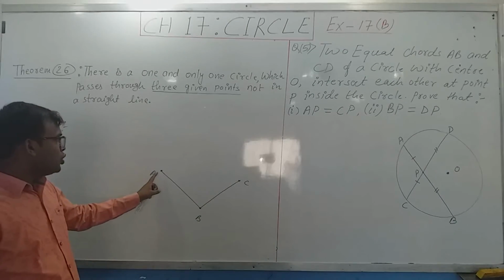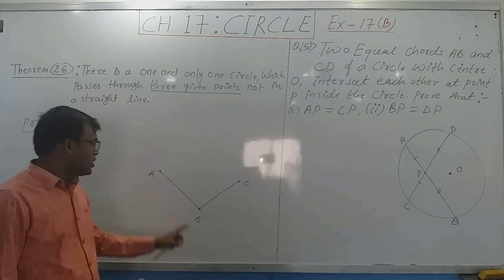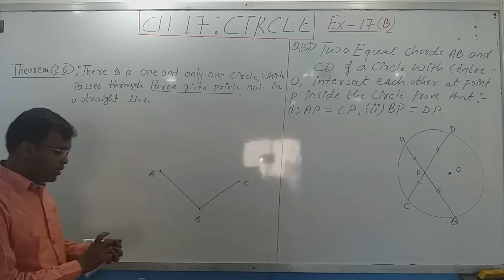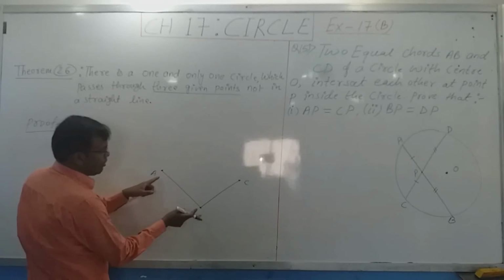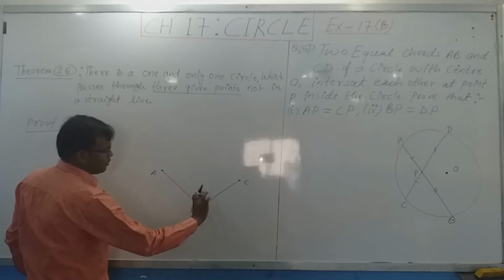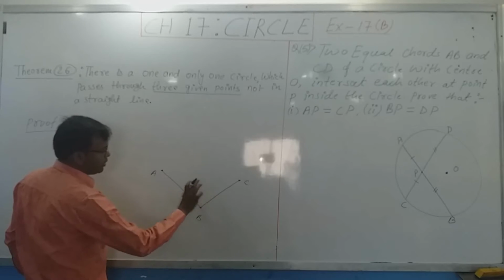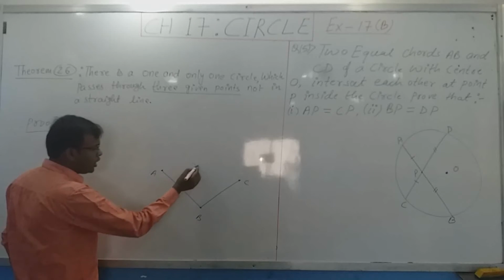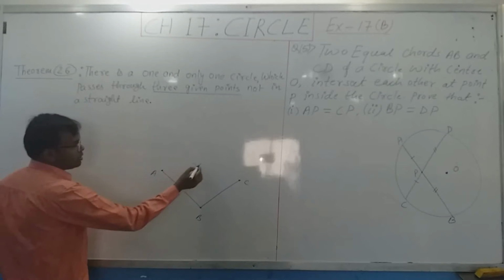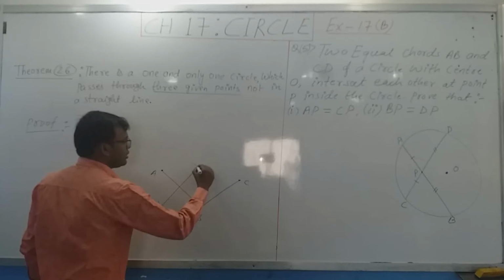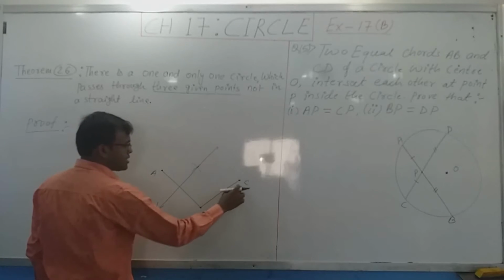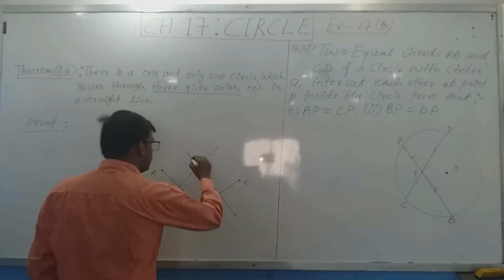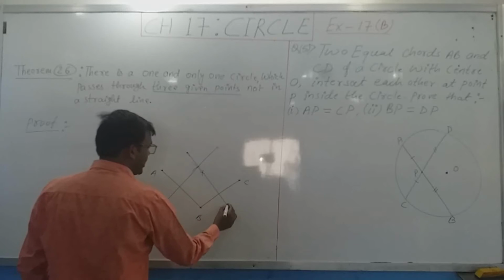So after joining AB and BC, first you bisect side AB and side BC. So how do you bisect? Suppose you put your compass at point A and B and cut in this way. Similarly, bisect the side BC. It will come in this way after bisecting.